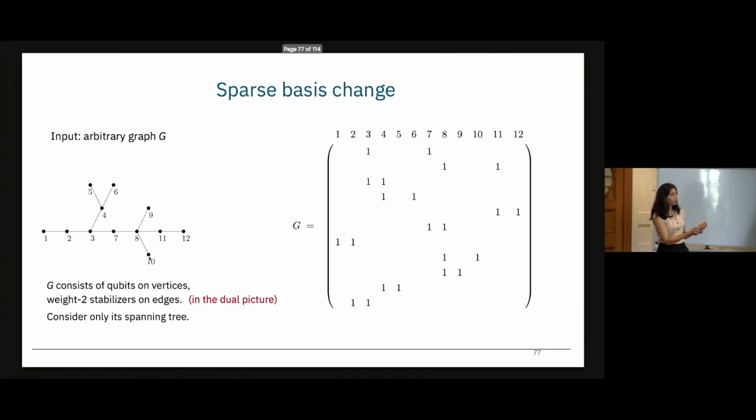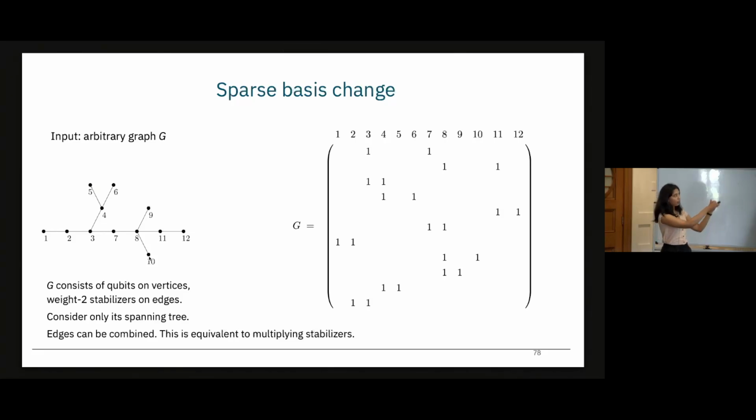So the product of any of these stabilizers, oh yeah, and I'm looking at a spanning tree. So I throw out any redundancy. I'm not just looking at a graph with cycles right now. And I combine different edges, which means I'm taking products of stabilizers.